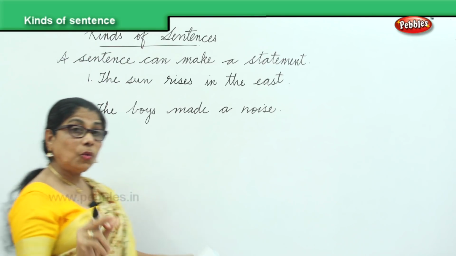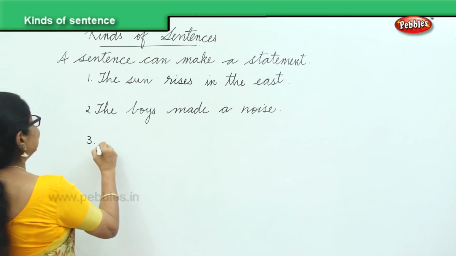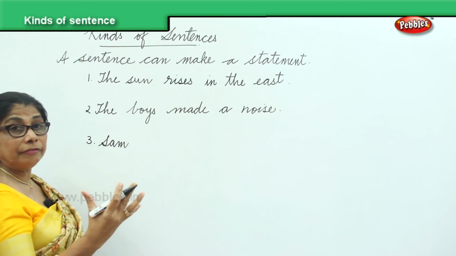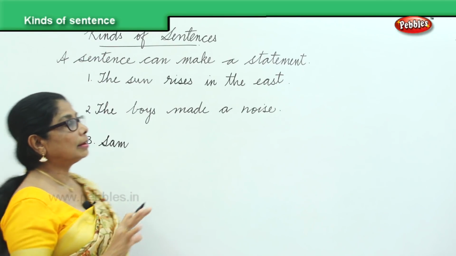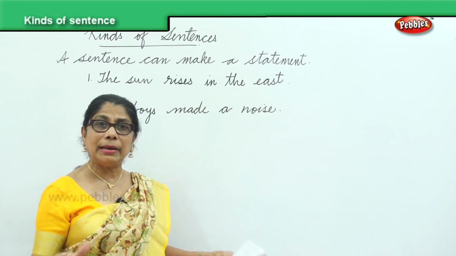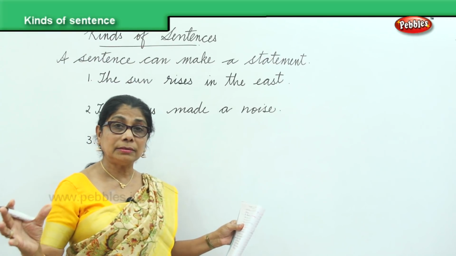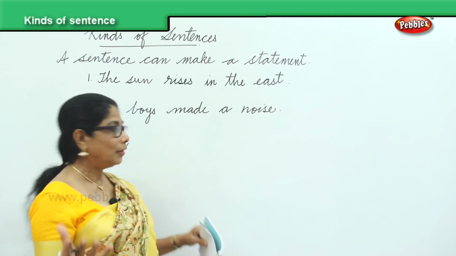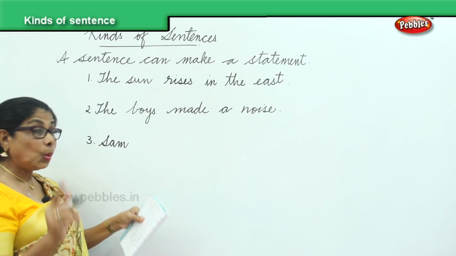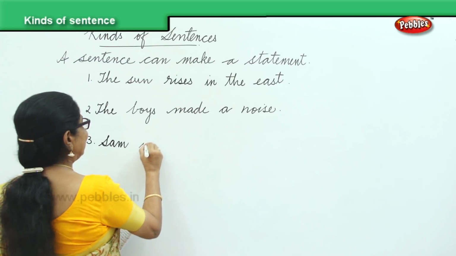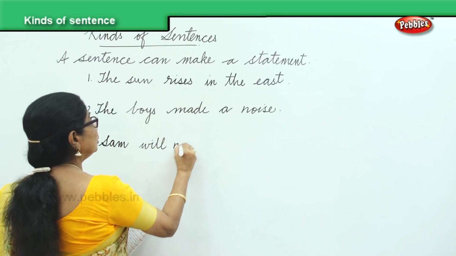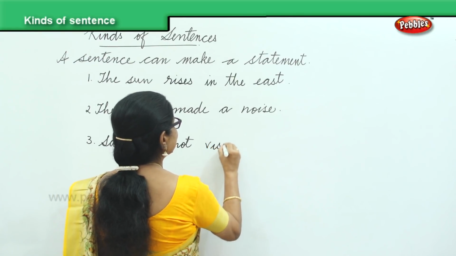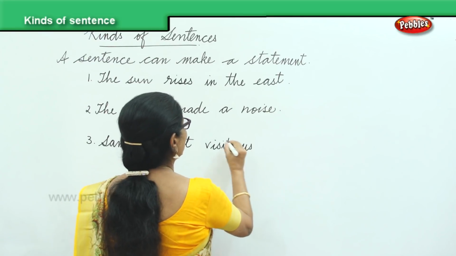Sam will not visit us today. A statement can be right or wrong, positive or negative. The sun rises in the east. I can also make another statement: the sun does not rise in the south. Positive, negative. Here I say, Sam will not visit us tomorrow.